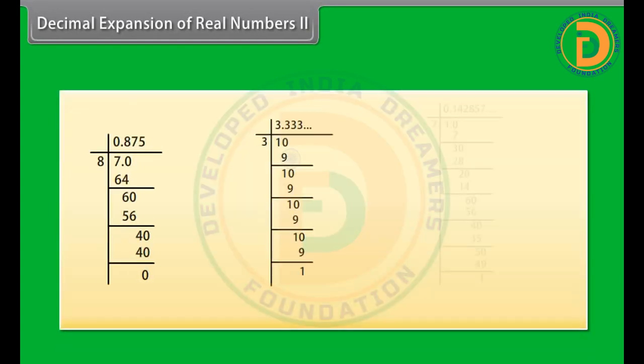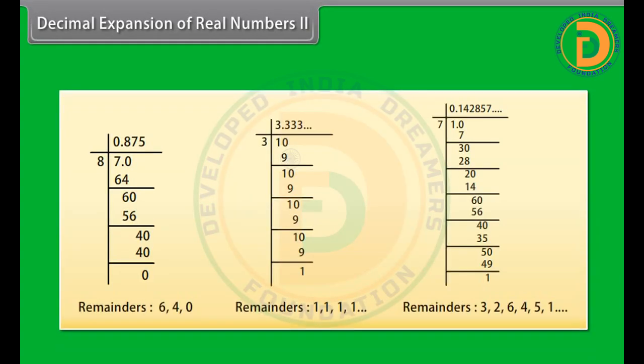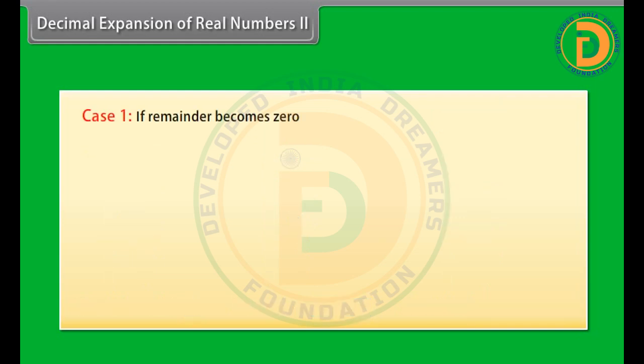Did you notice something here in all these examples? Notice that here the remainders either become 0 after a certain stage or start repeating themselves. Let us go through these cases one by one. Case 1 is if the remainder becomes 0, then the decimal expansion ends after a finite number of steps. The decimal expansion of such numbers is terminating.